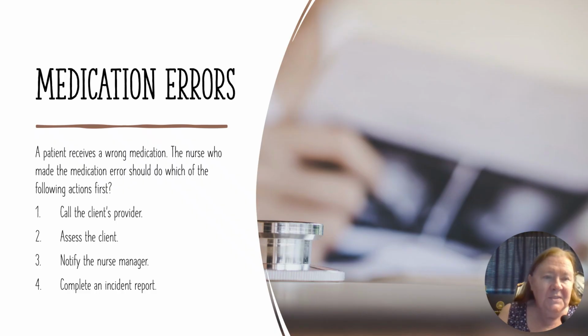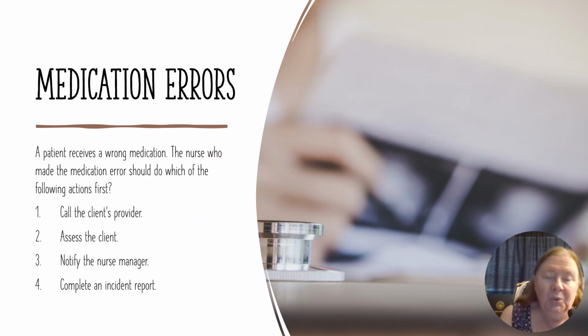A patient receives the wrong medication. The nurse who made the medication error should do which of the following actions first? So there's a few words in the stem of the question that are clues. Okay, which of the following actions first? So this is what? This is a priority question, another priority question, to keep the patient safe, to assess you on your ability to identify the priority in the situation.